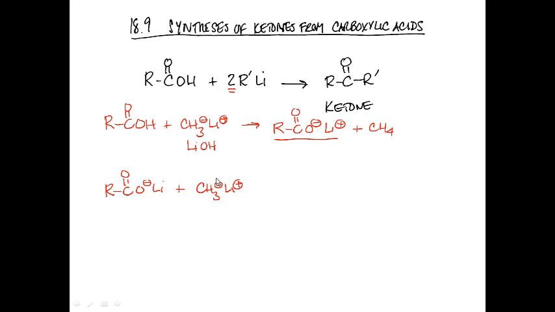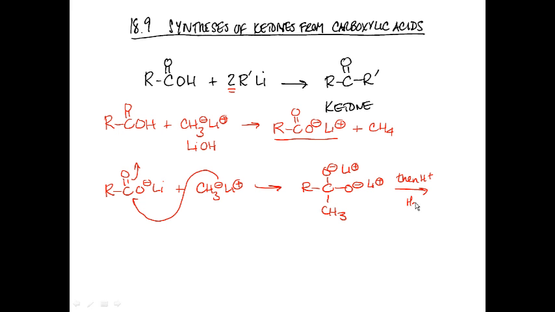Now in this case, the second equivalent is going to attack the carbonyl so that the product will have two O minuses, and there would be lithium counterions to go with this. So at this point, we're done. We can't add any more nucleophiles because we don't have a carbonyl to add to. Now, we would add our H plus, H2O step. And when we do that, what do we form?